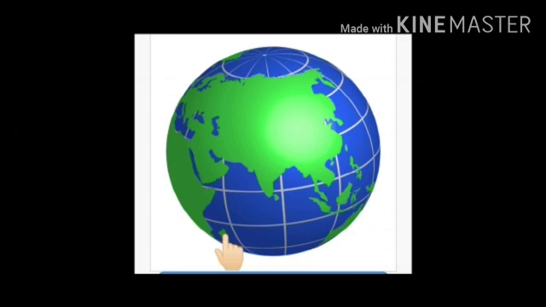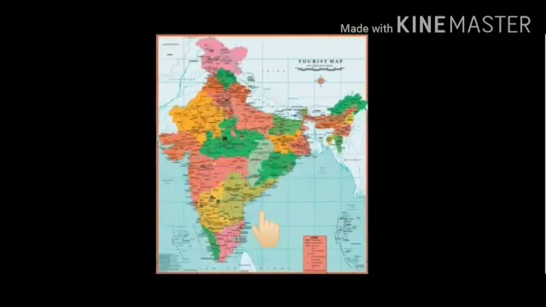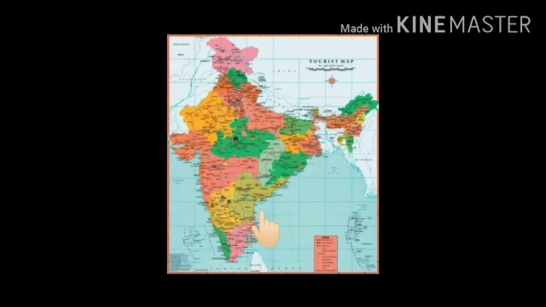When we look at the globe or a map, we notice that the earth is covered by many horizontal and vertical lines. These lines are imaginary lines, children. You can see these lines on the map also. The imaginary lines running from east to west horizontally are known as parallels of latitude.